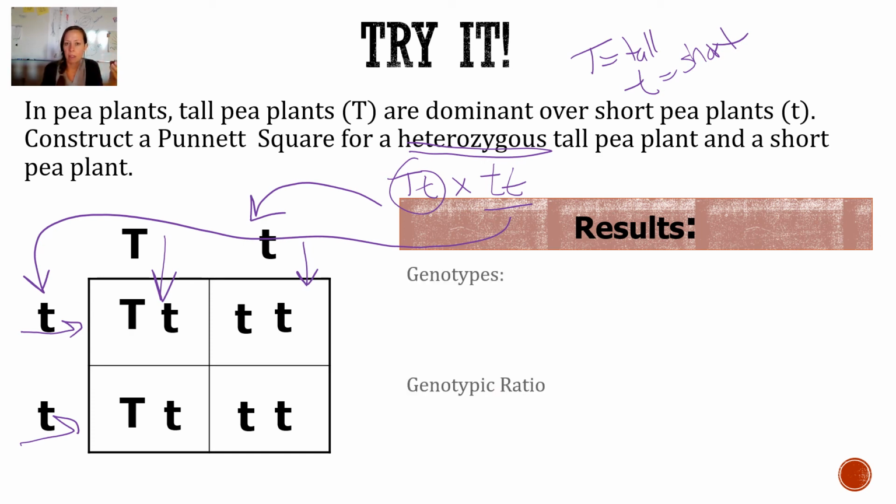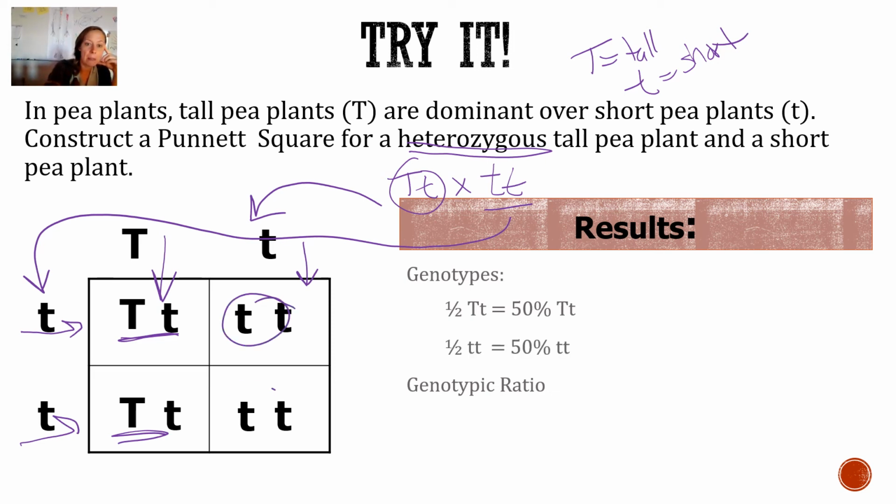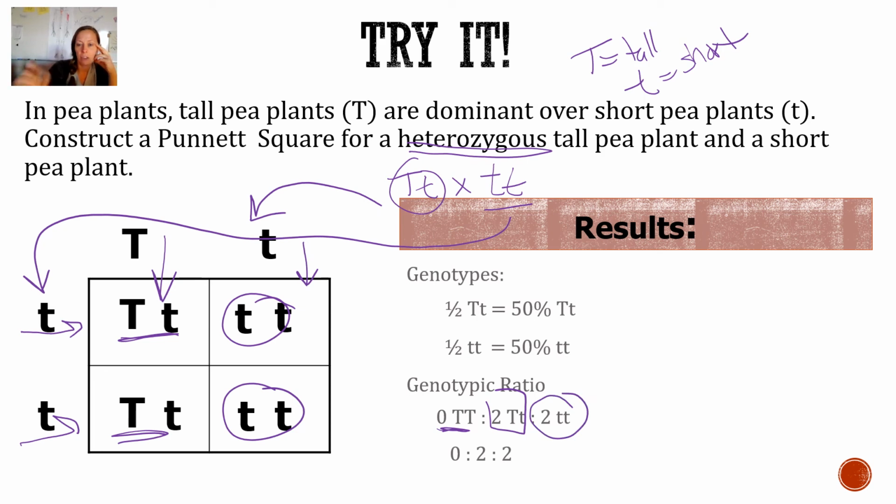What do I have? So for my genotypes, those are my letters. I have 50%, this one and this one. So 1/2, 2 out of 4 are going to be big T, little t. And I have 50%, this one and this one are little t, little t. Then I look at my genotypic ratio. So I count the boxes. I have 0 big T, big T. I have 2 big T, little t. And I have 2 little t, little t.